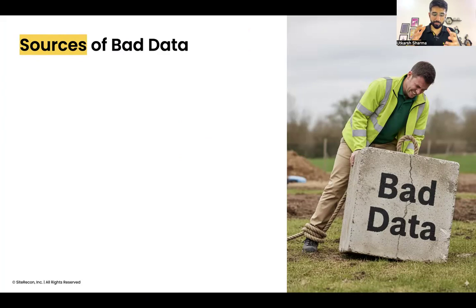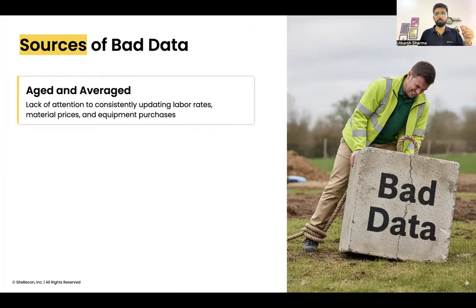So where is bad data creeping into your estimating system? Where is it coming from? How is it getting in there? One source of bad data in your estimating system is aged and averaged numbers. If your labor rates are not updated every quarter, if your material prices are not updated every quarter, last 12 months or so have been a lot of movements on both ends, labor rates and material prices. So updating them every quarter is essential.